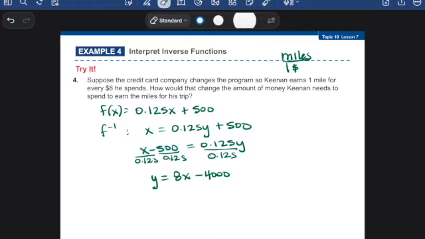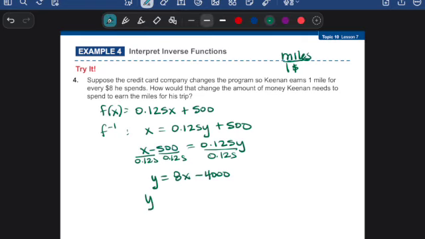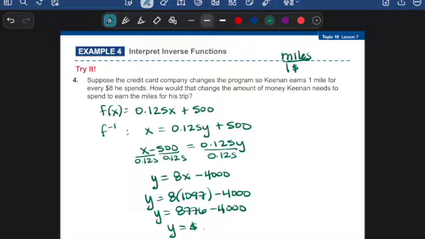And again, same number of miles, so we're going to evaluate when x equals 1,097. Eight times 1,097 is 8,776 minus 4,000. So he would have to spend $4,776 to earn enough miles for that trip.